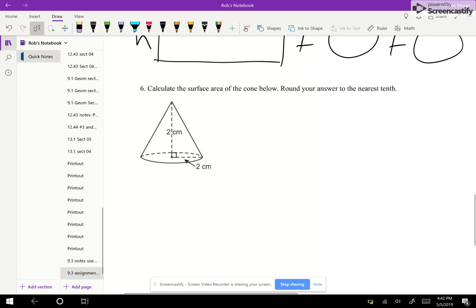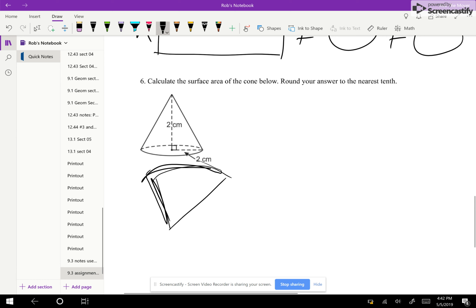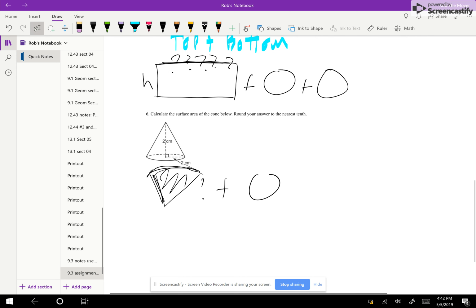Number 6, again, you might want to see what happens if you found the area of that pizza pie on the outside and added it to the area of the circle. Could you figure out how to find that area? Okay. Otherwise, just use the formula. But look at the formula. Try to figure out an easy way to remember it. Okay. Hope that helps.